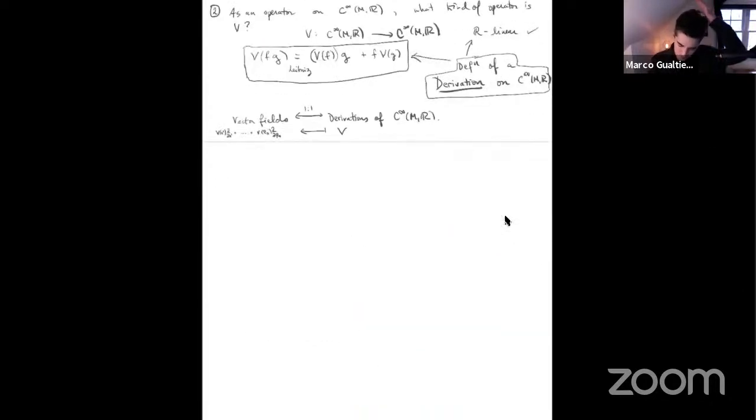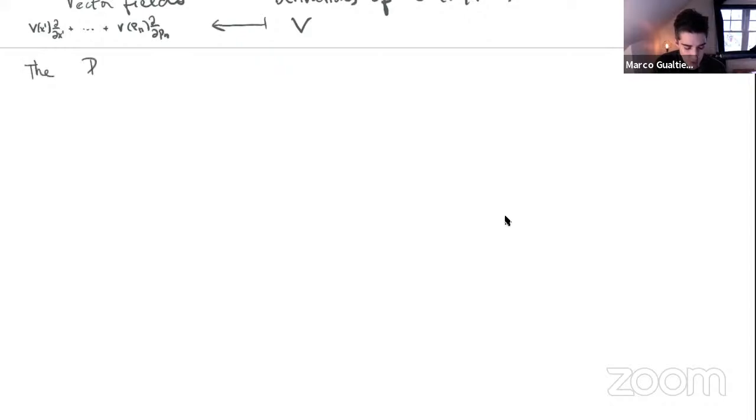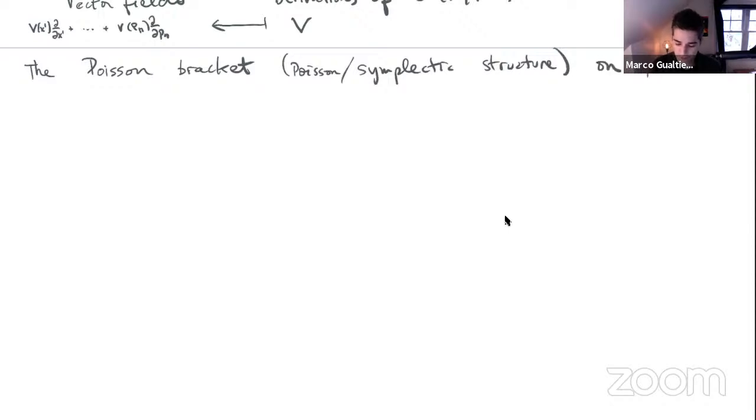Okay, now, all right. So now we need to come to the point. So there's a main point. There's a specific structure that phase space has that we need to describe now. That is what's called a Poisson bracket. Sometimes it's called a Poisson structure, and sometimes it's called a symplectic structure, on phase space. So I need to describe what it is.